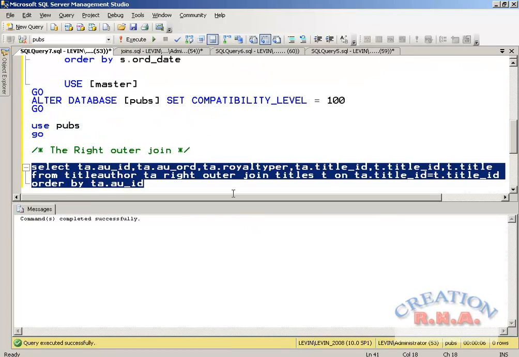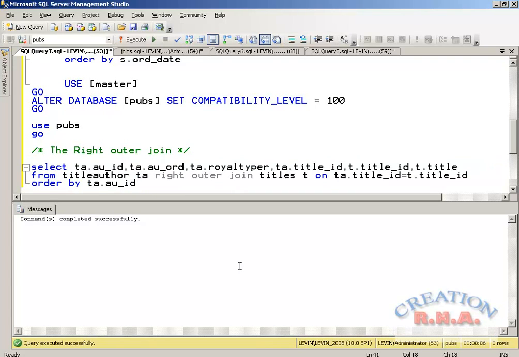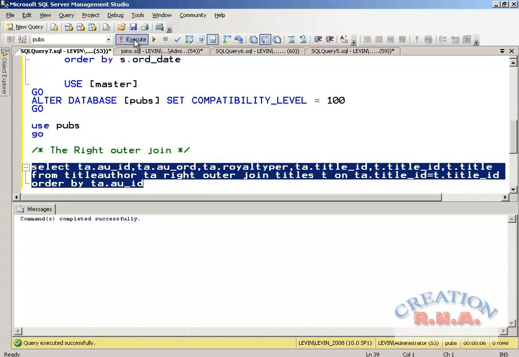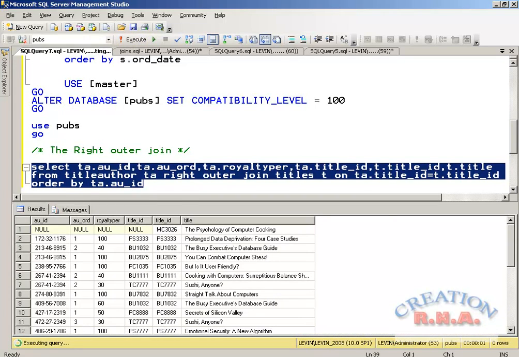Last, there is a right outer join. In the right outer join, all the records on the right side table are listed whether they match the left side table or not, and from the left side table only those records that match the right side table will be shown. Let's execute it and see what happens. That's how it is executed. The right side table is being listed, and you can see the null on the left side where there are no matching rows.